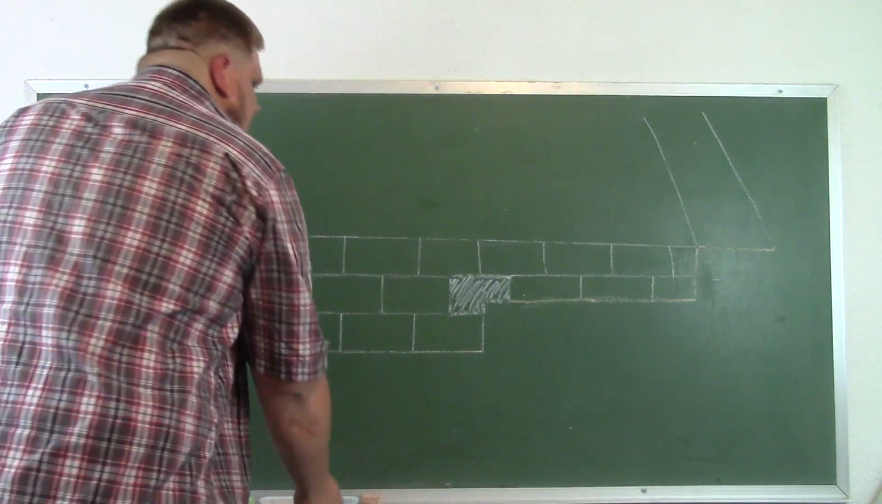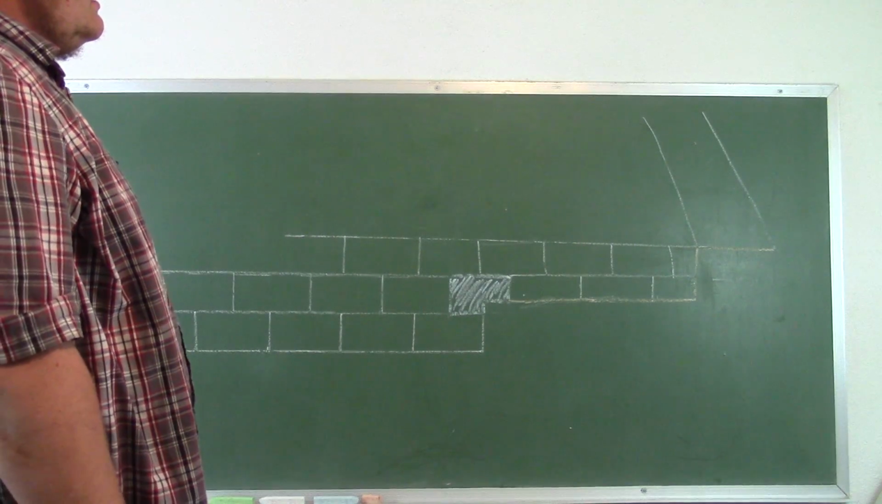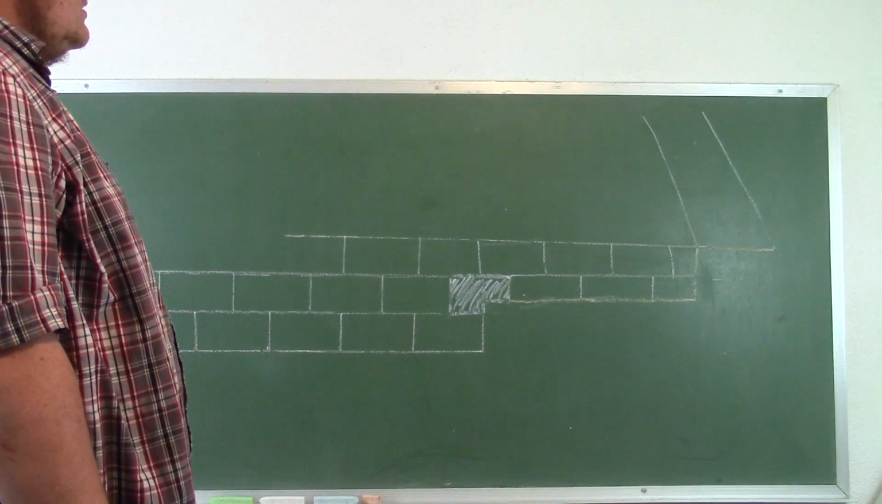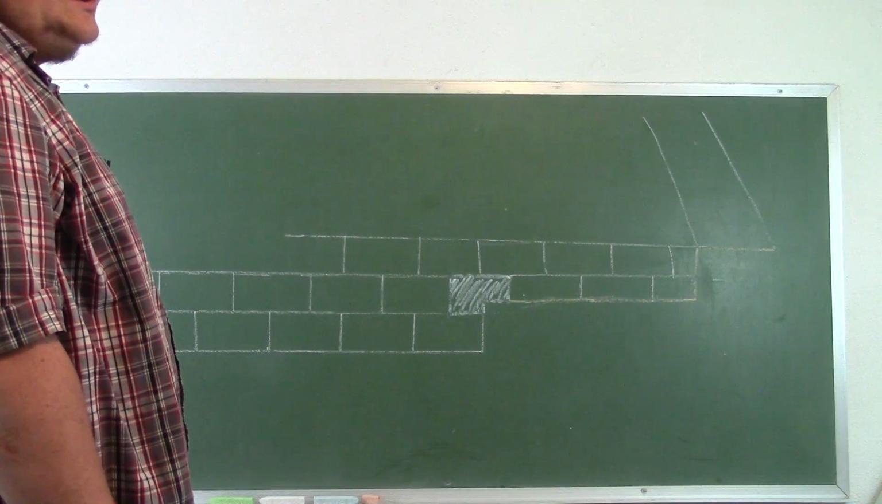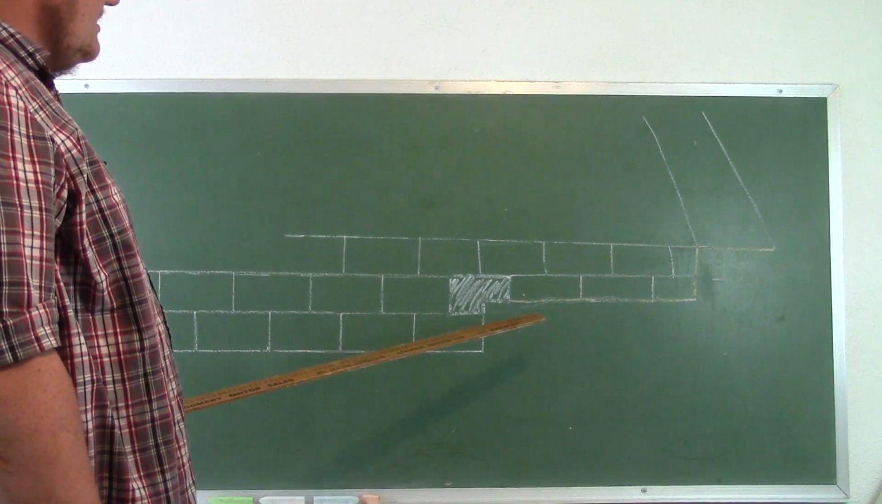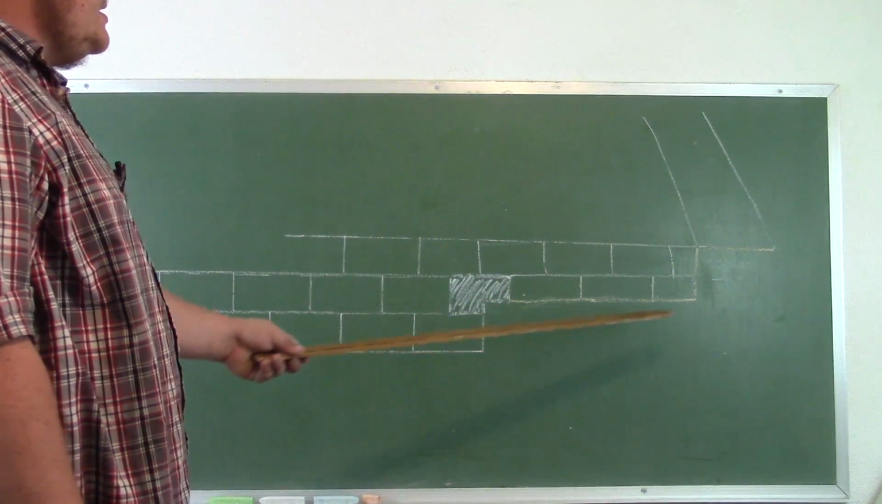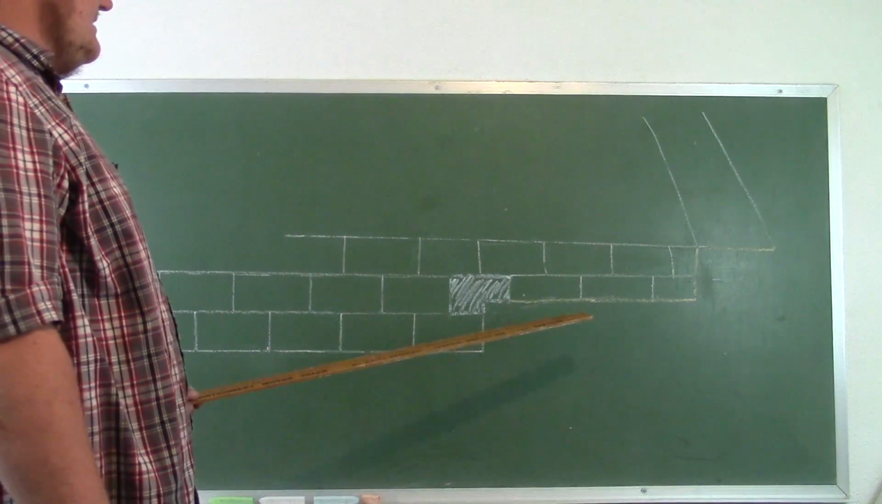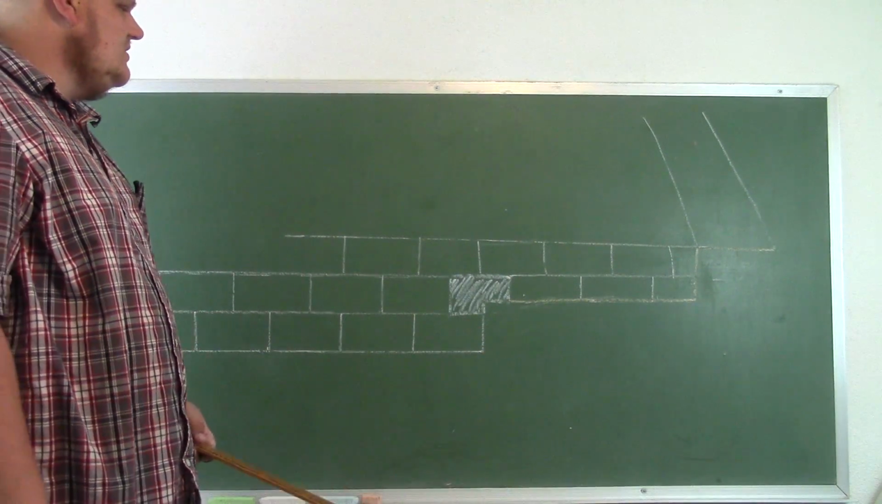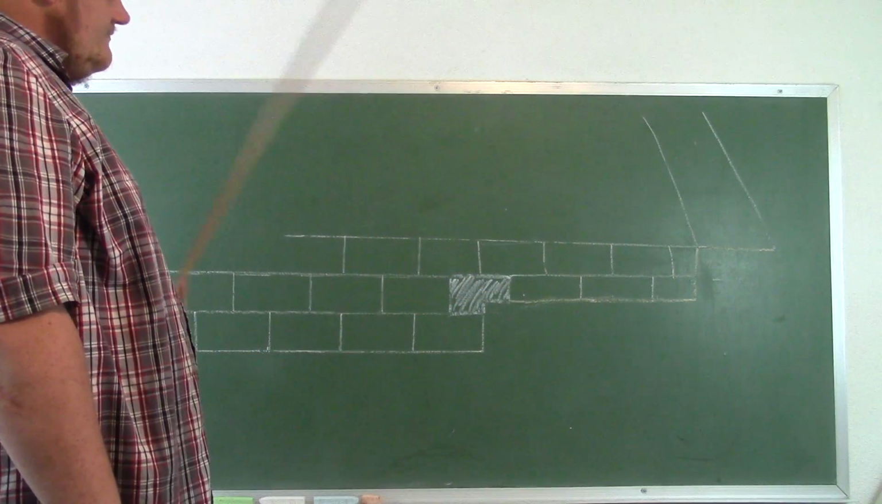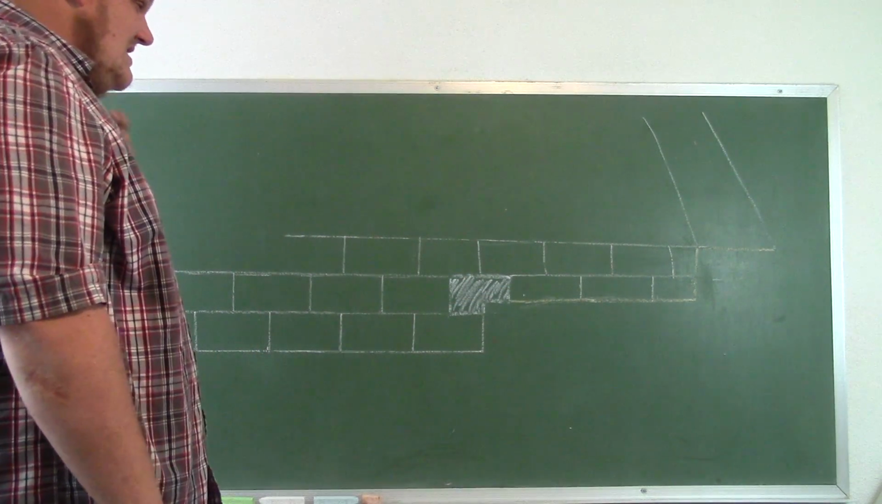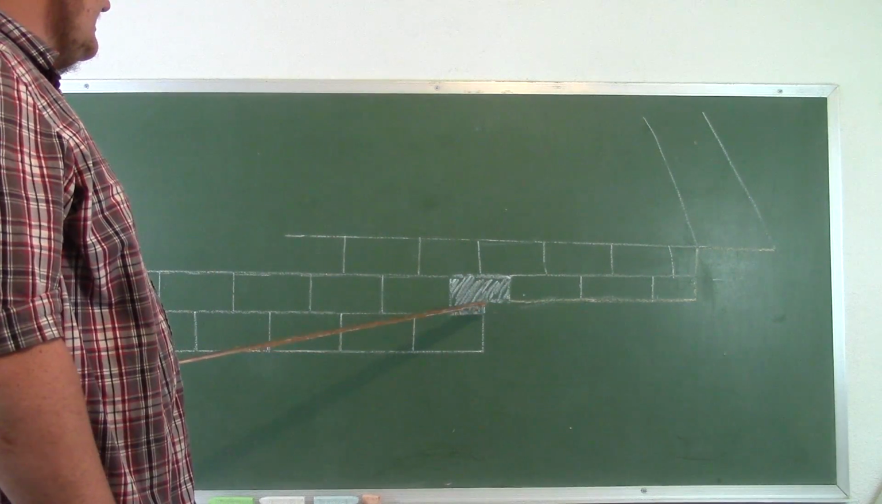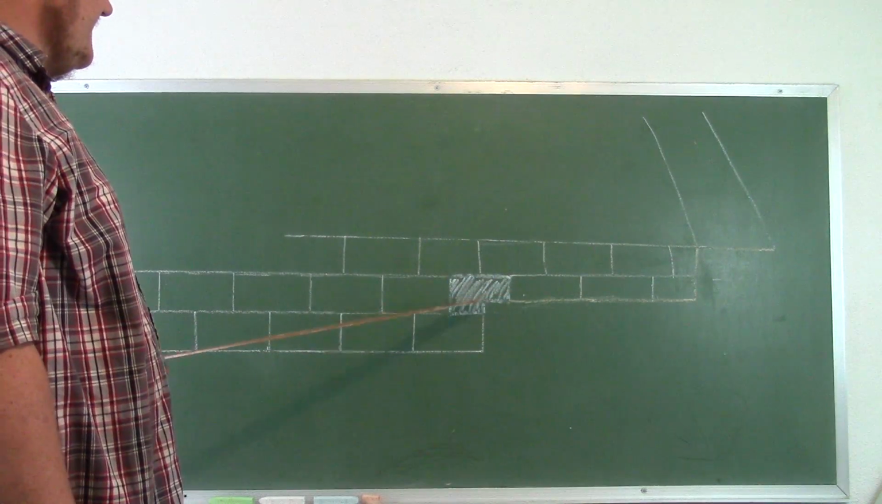Now I don't see why that couldn't work. That looks fine to me. I'm not taking away material, I'm not having to add anything. Since this is already level, I can just cut this block in a funky shape.